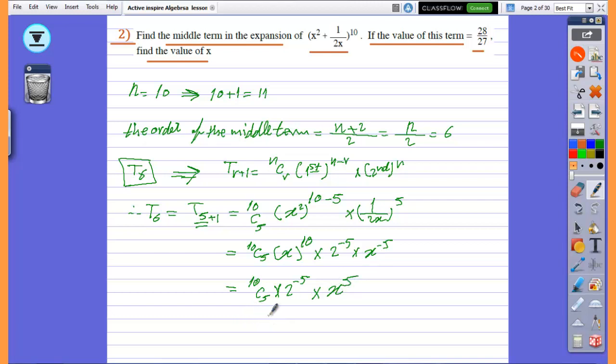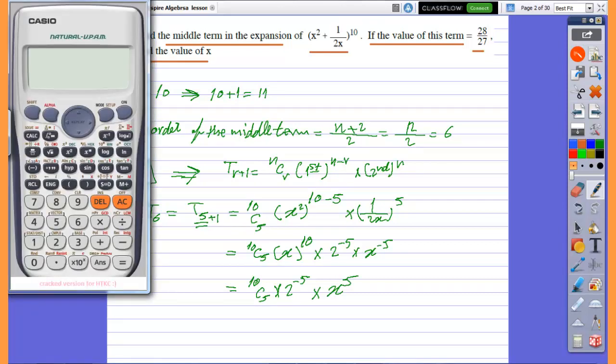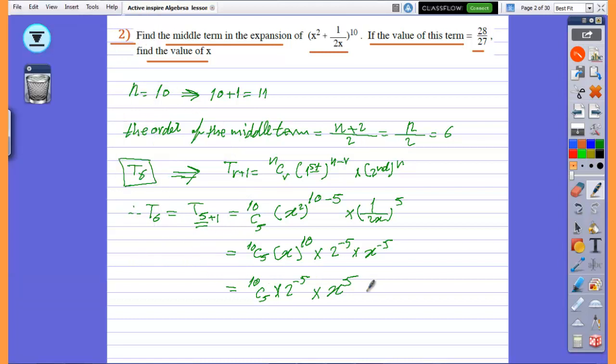And we can calculate this value, 10C5 multiply 2 power negative 5, using a calculator. It is equal to 63 over 8. So the middle term equals 63 over 8 x power 5.